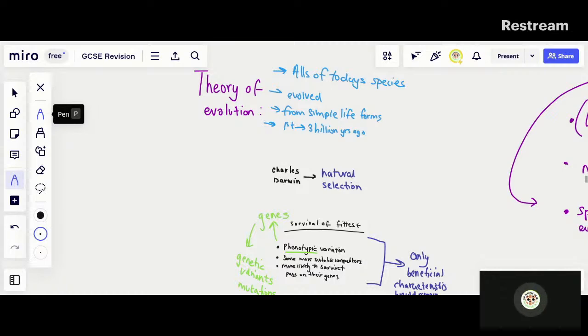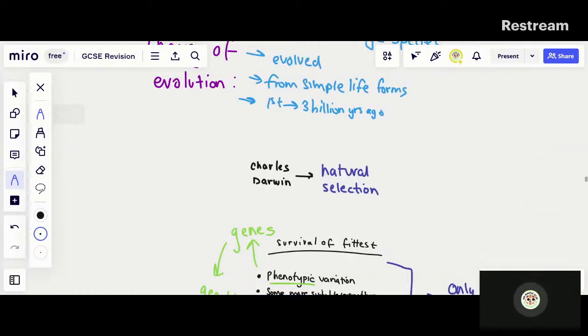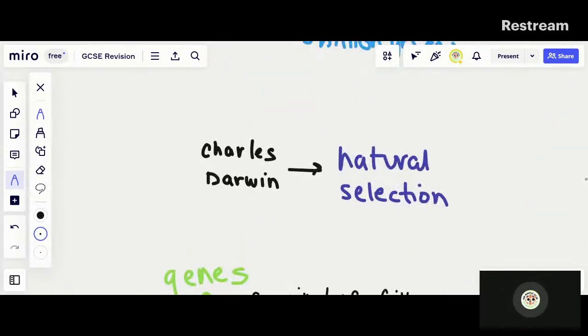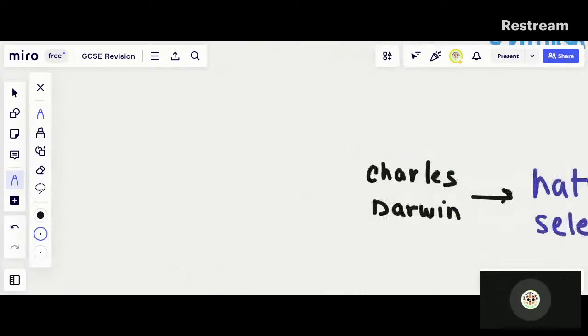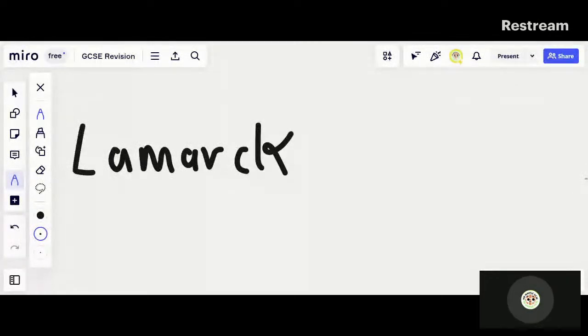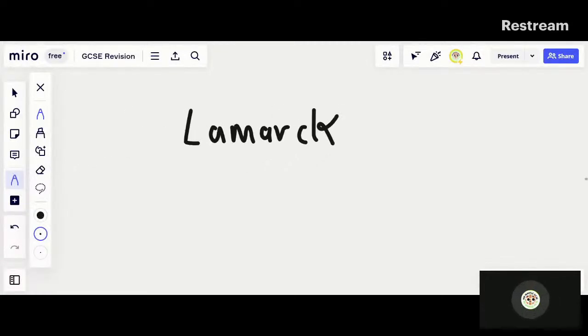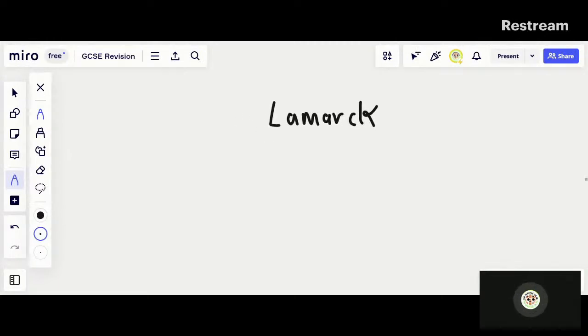Okay, so we have Darwin. We've talked about his ideas about evolution. We also have another key character. So Lamarck had different ideas. Again, he was another religious figure, and he argued that changes in an organism during its lifetime will be passed on.